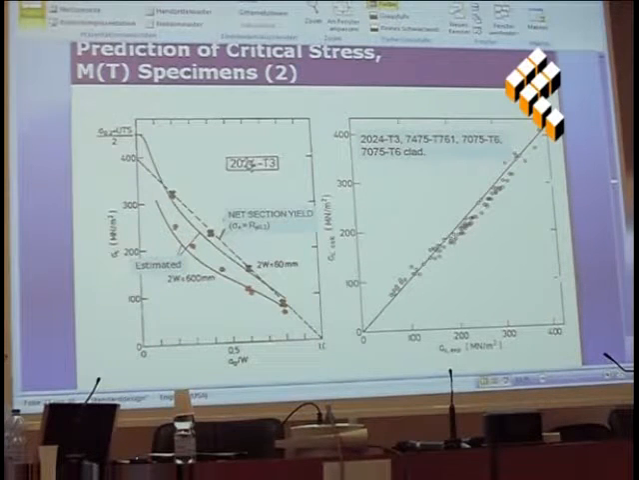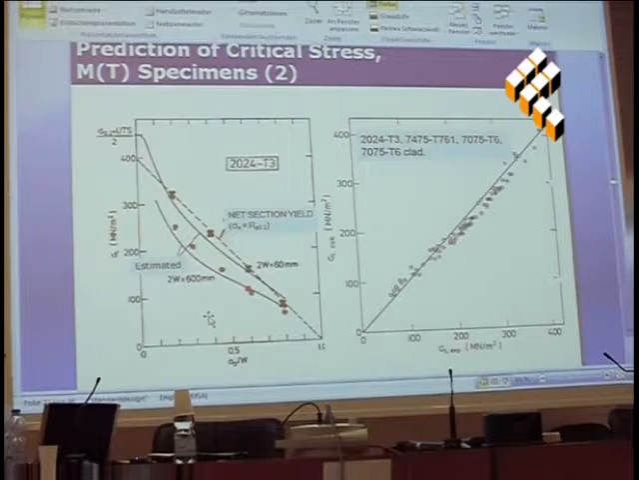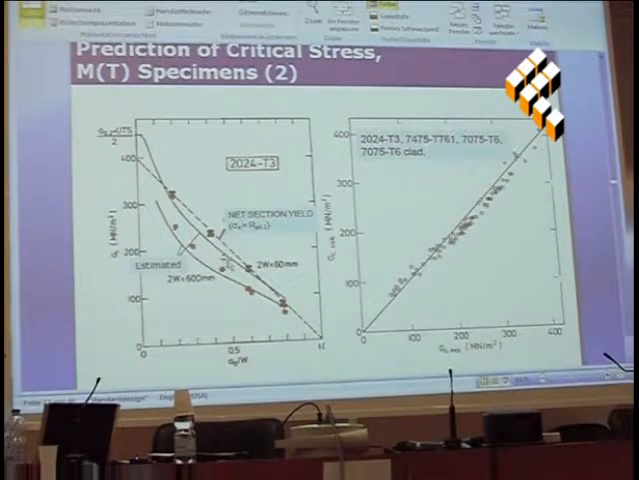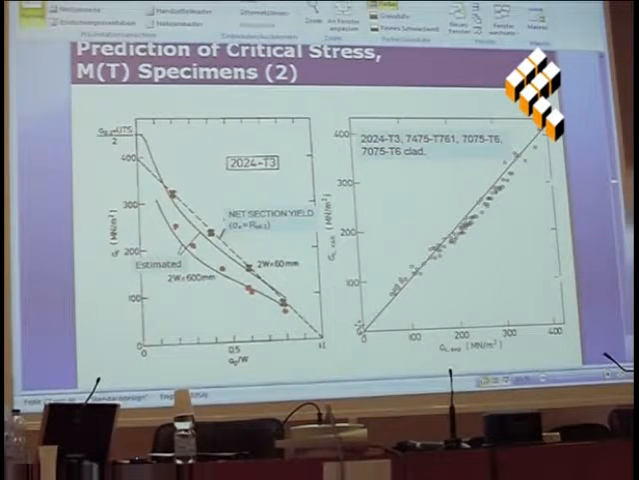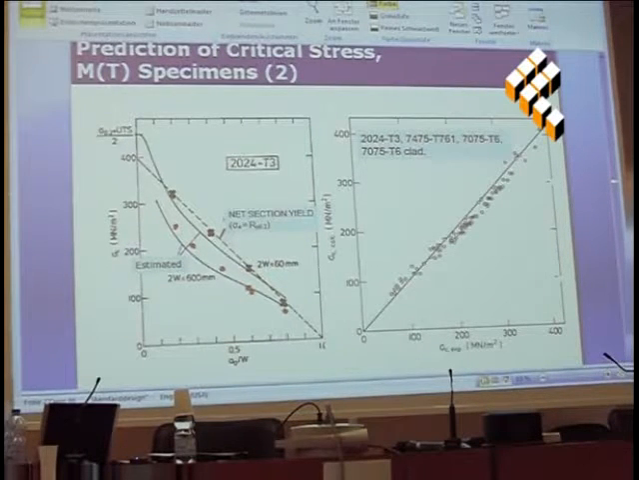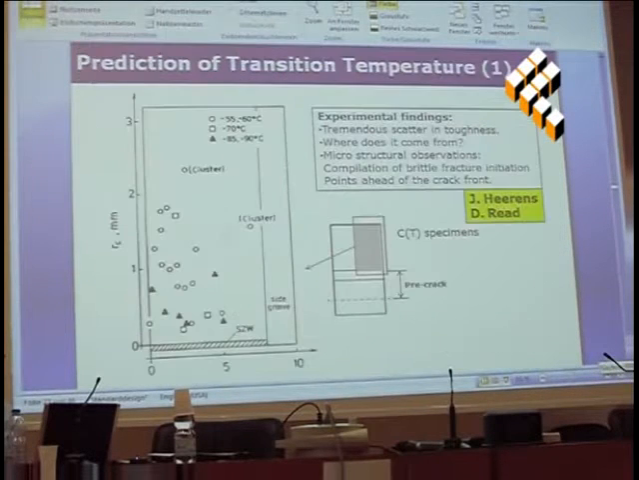So that's what we have. These crosses here are for the 60 millimeters, and this was the prediction for the 60 millimeters. So the 60 millimeter wide specimen just broke at the yield load. And then I did the same study for these four materials, and I compared the calculated with the experimental values, and you see it's almost perfectly on the one-to-one line.